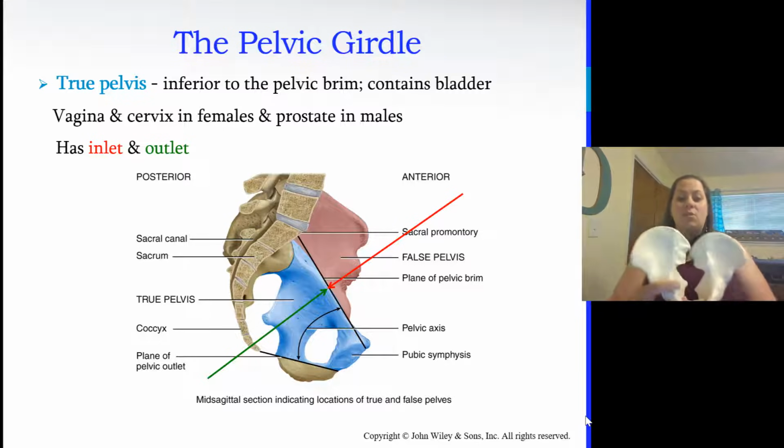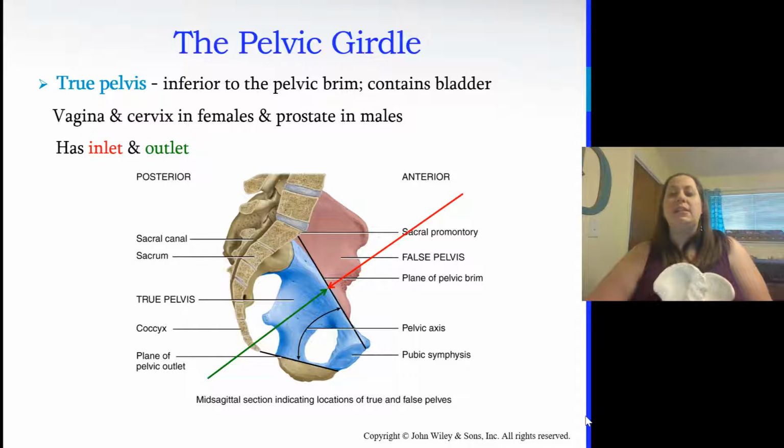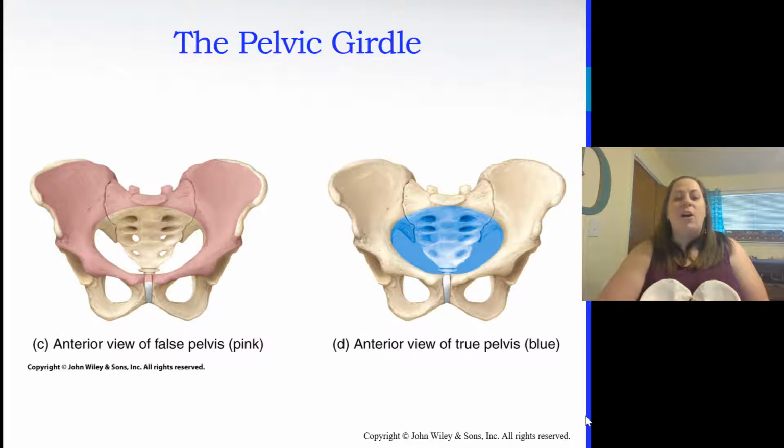The true pelvis is going to be below that brim. It's inferior to that brim. And this does contain the majority of the bladder. It's going to have the vagina and the cervix in females and the prostate in males. We do see this true pelvis has what we call an inlet and an outlet. But here it's showing you the false pelvis is going to be the upper part and the true pelvis is going to be the lower or inferior part under that inlet.